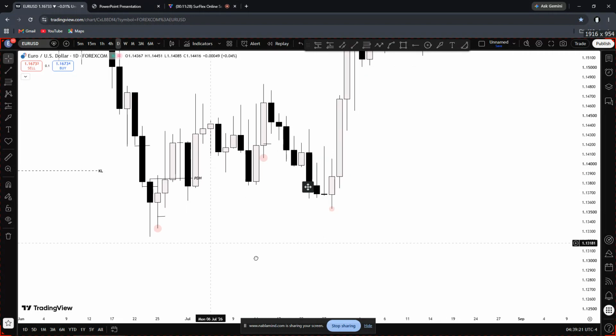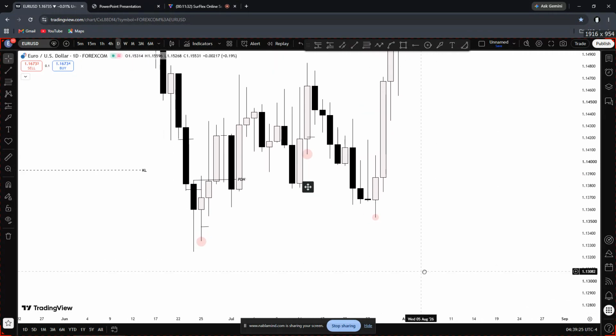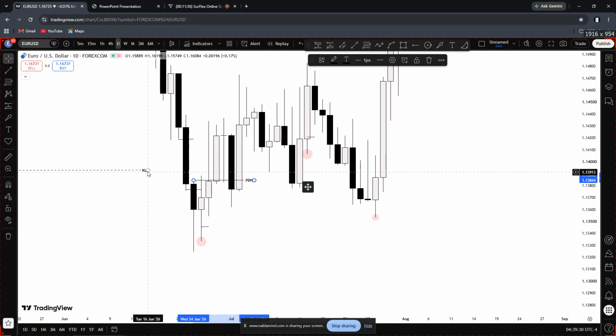So I want you guys to learn a lot from this and kindly journal every step I'm taking to build this for you guys. Now price traded into the key level here. Now what happened the next day? You can see what the next day did.